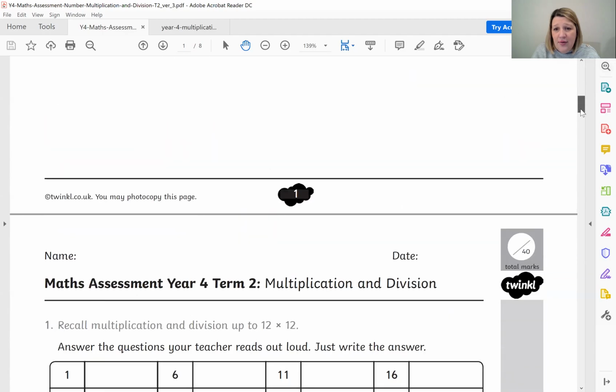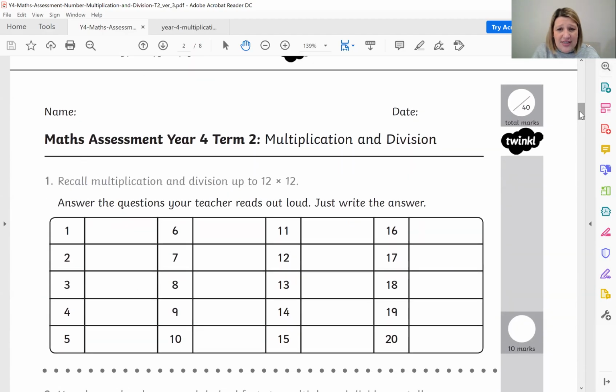So let me stop sharing that and show you what you're going to be doing for your activity. So I can find it. This is your task. So you are going to do a multiplication and division assessment. Okay, so we're going to start here.